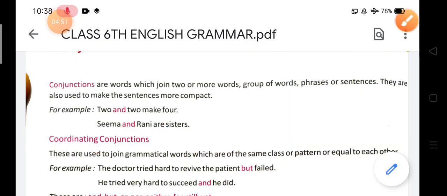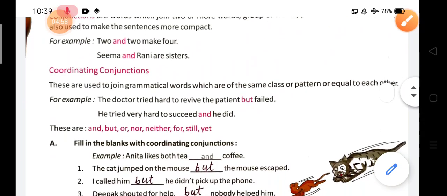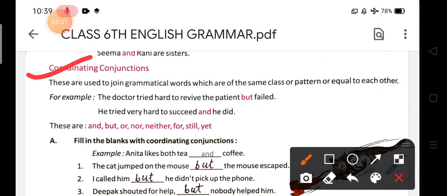Now come and see coordinating conjunction. Listen from here. These are used to join grammatical words which are of the same class or pattern or equal to each other. For example, the doctor tried hard to revive the patient but failed. These are used to join grammatical words. ये V word हैं जो दो grammatical words को join करते हैं. These are used to join grammatical words which are of the same class, and who join, coordinating conjunction.